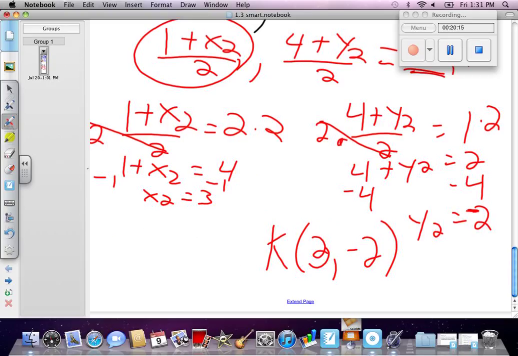I know it's complicated and there aren't many like this, but they will come up where you know the midpoint and an endpoint. You've got to find the other end.